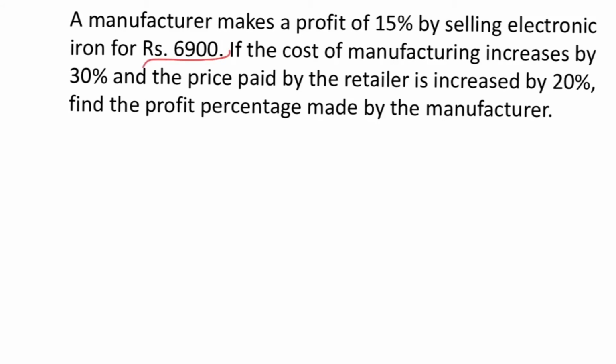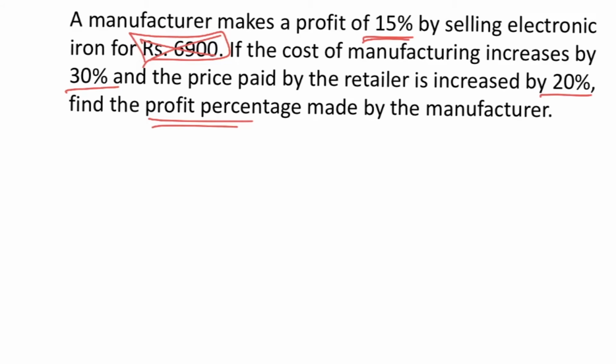Here there is nothing to do with rupees. The 6,900 rupees are not required because the profit percentage is given, the cost price is increased by 30% and the selling price is also increased by 20%. We need to find the new profit percent. How much profit percent would he have made?